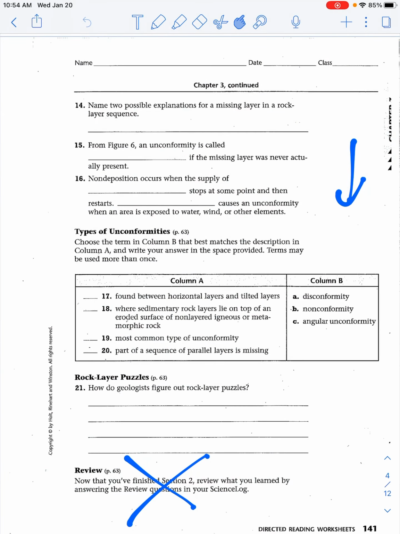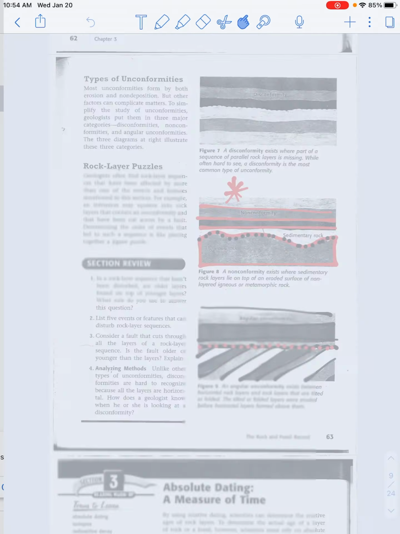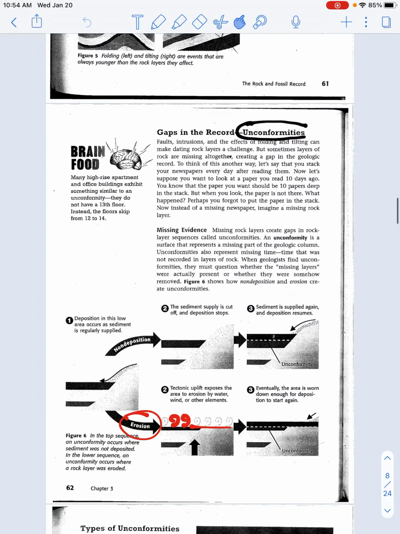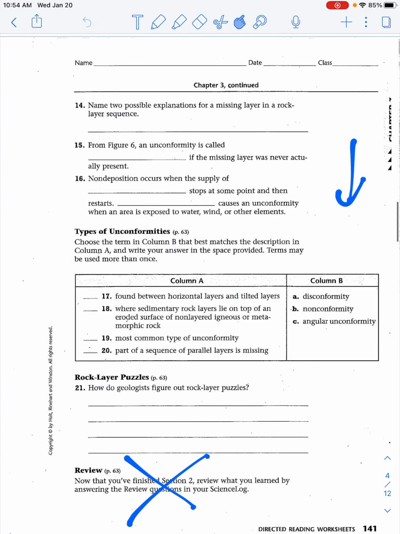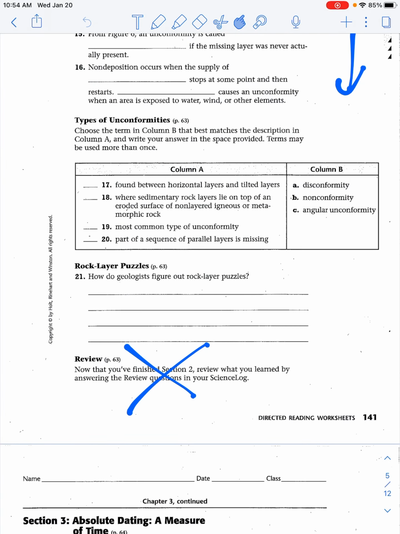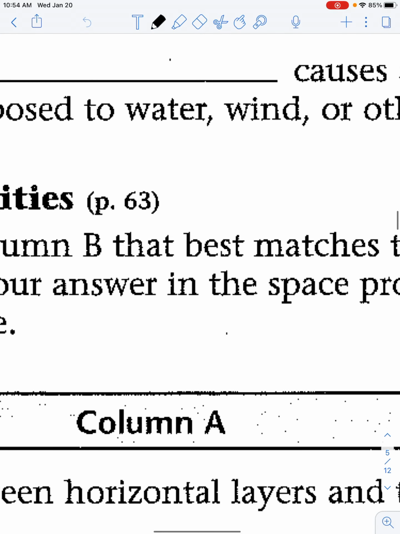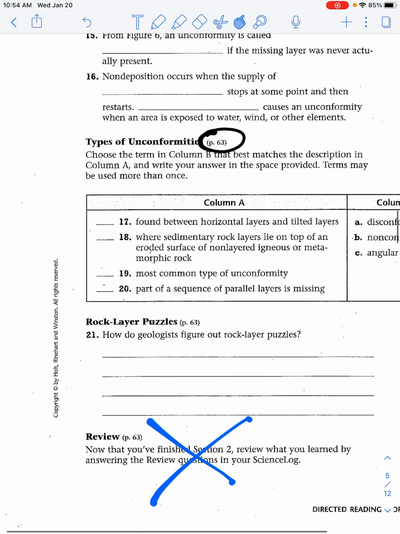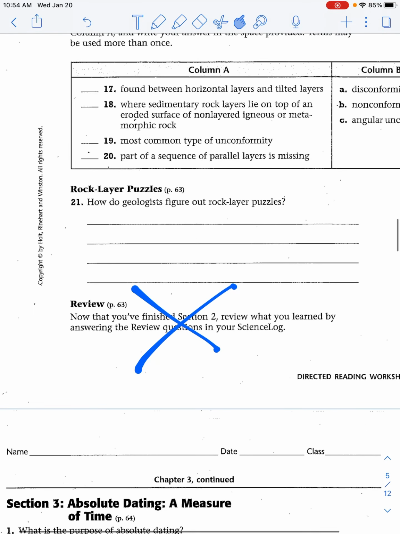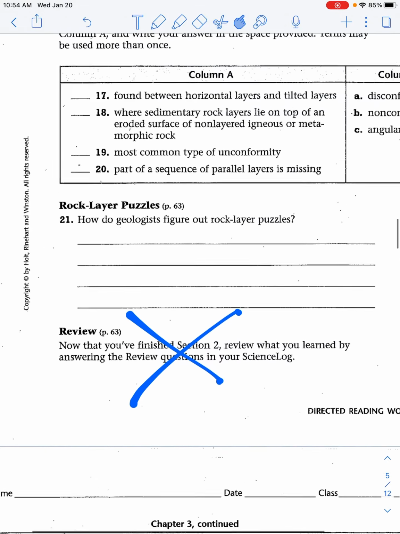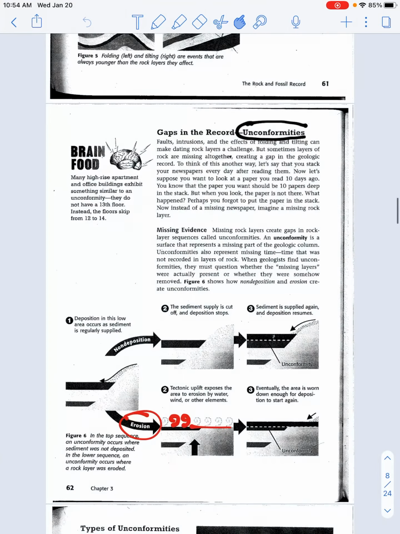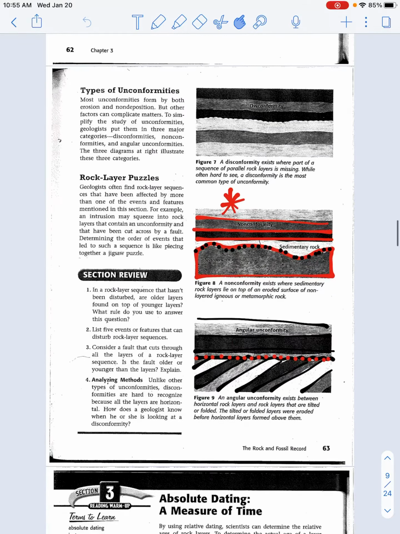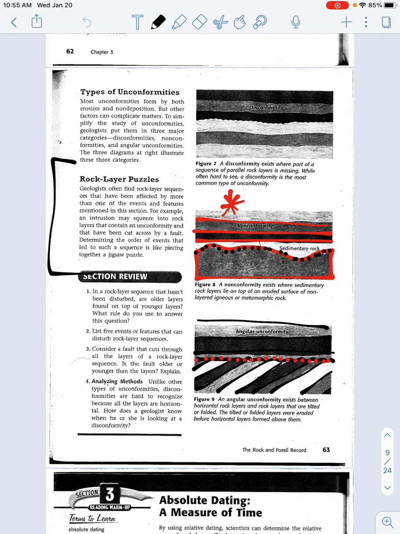Number 16, I think is going to be on one of these 2 pages, so you'll have to look through and see if you can figure that out. And then types of unconformities, well, if you look here, it gives you the page number. So look on page 63 that I just read to you. And then how do geologists figure out rock layer puzzles? Okay, well, to find that, you're going to have to look in this paragraph right here.